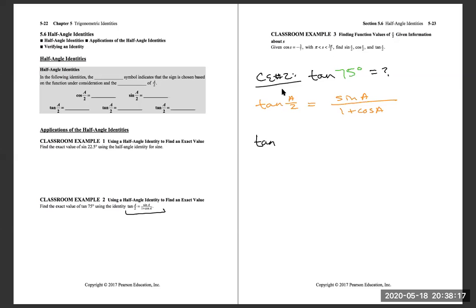Tangent 75 degrees means A over 2 is 75 degrees. So A is going to be twice 75, which is 150 degrees. So tangent 75 degrees is equal to sine of 150 degrees divided by 1 plus cosine 150 degrees.